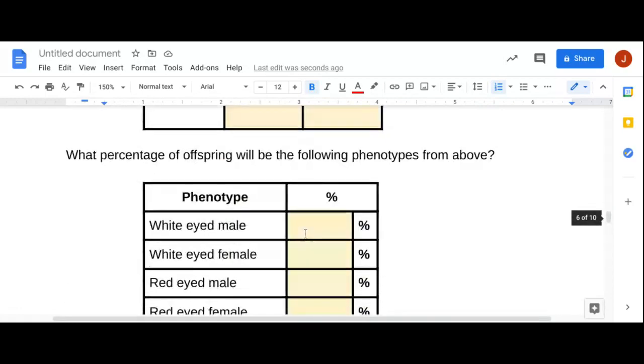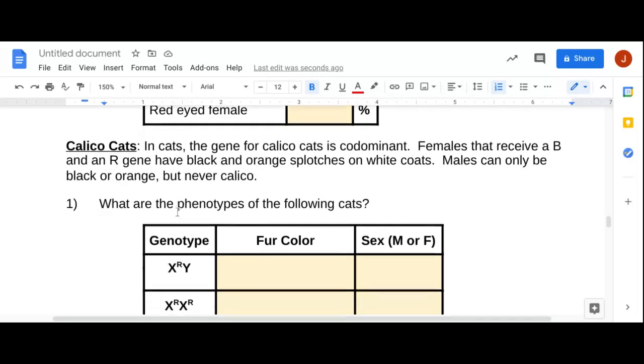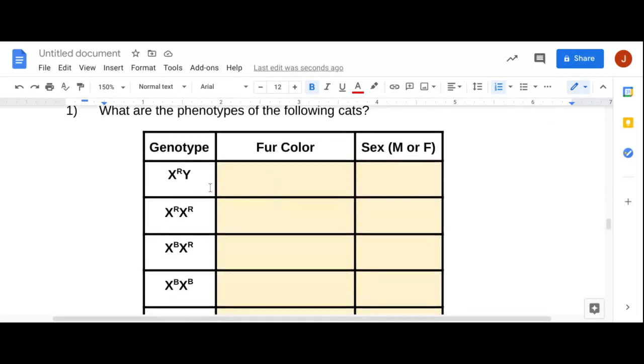Okay, now calico cat problems. In cats, a gene for calico cats is codominant. Females that receive a B and an R gene have black and orange splotches on white coats. Males can only be black or orange, but never calico. What are the phenotypes of the following cats? I'll do the first one with you. Fur color. So that is an R. R stands for orange. So that is an orange cat. And it is XY, which would be male. Or you can just put M.